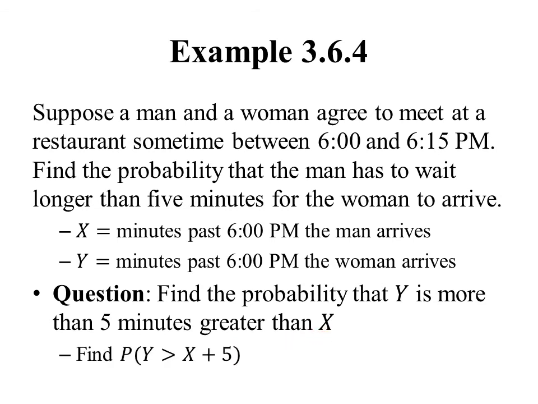And so in mathematical notation, we want to find the probability that y is greater than x plus 5. And this is just a mathematical way of saying the probability that the time the woman arrives is greater than 5 minutes more than the time that the man arrives. And so in mathematical notation, this is what we want to find.